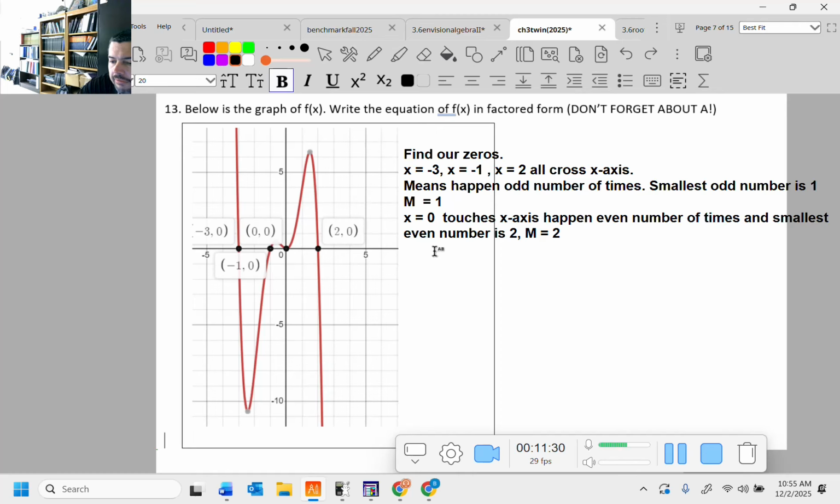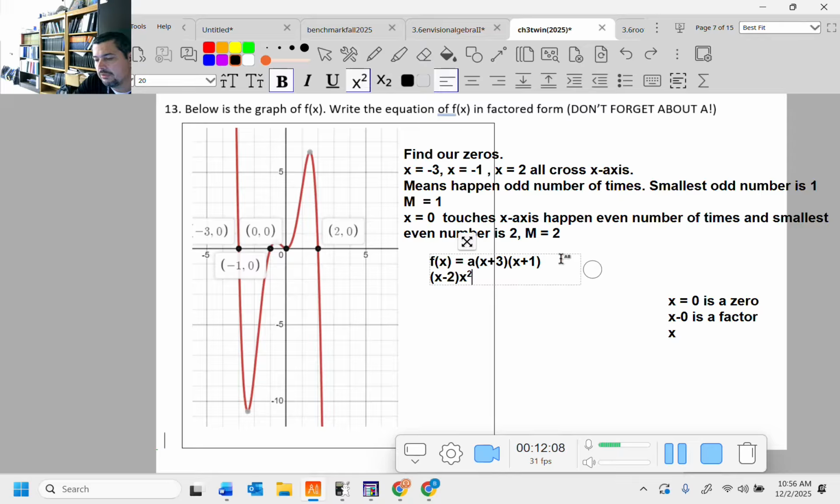All right, so let's talk about what we have here. We have some polynomial, we'll call her f of x. There's always an a. X equals -3 is a 0. X plus 3 is a factor. X equals -1 is a 0. X plus 1 is a factor. X equals 2 is a 0. X minus 2 is a factor. The exponents are all understood ones. Now, x equals 0. Let's talk about that. X equals 0 is a 0. X minus 0 is a factor. But x minus 0 is just x. Its multiplicity was a 2. Happens twice.